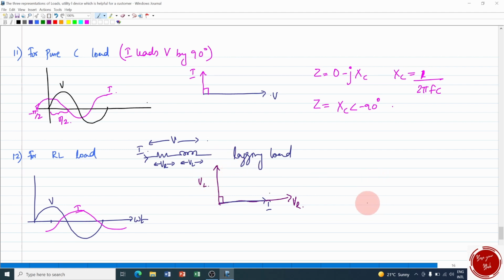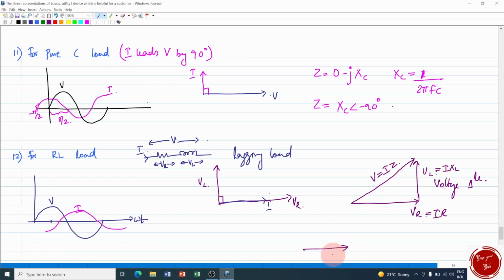Now for adding purposes, I represent this VR here, and VL is taken from the head end of VR. So this is your VL. And the vector addition of VR and VL will give you the net voltage V. So this is the voltage triangle for this RL load. We know that VR is equal to I into R, VL is equal to I into XL, and V is equal to IZ. So cancelling the current values, we arrive at the impedance triangle. That is, this is your R, here is your XL, and this is the impedance. So this is the impedance triangle.